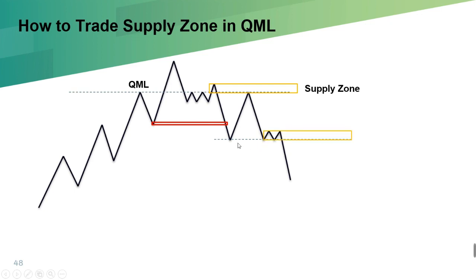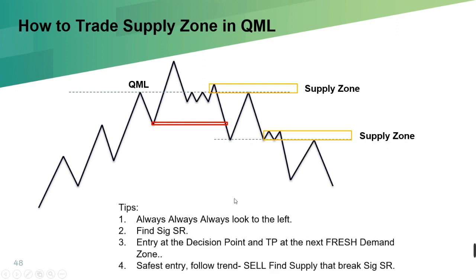And then what happens is that there is a resistance. Maybe at the back there might be SSR. And this is our new supply zone, and the price comes back and then continues dropping all the way. So the tip here is always look to the left. You have to know what happens before. Then you have to find your significant support and resistance. It's very important. Third is to enter at the decision point. This is our decision point, and TP at the next fresh demand zone.